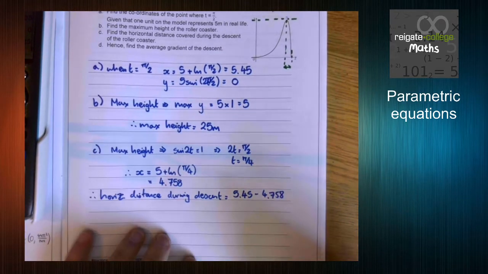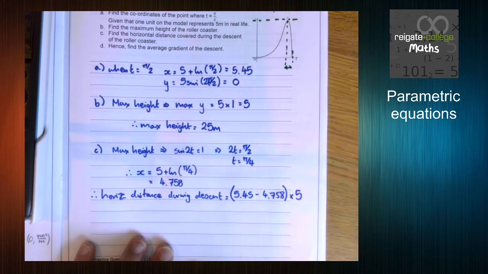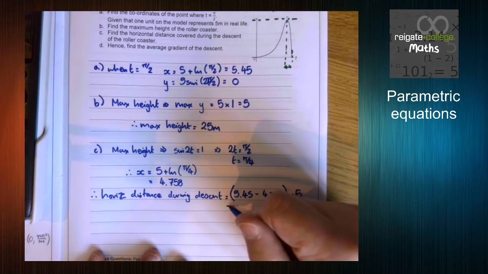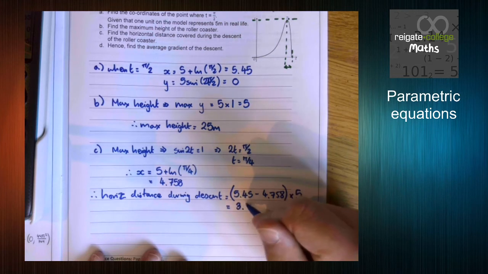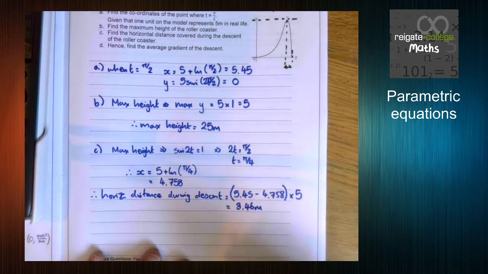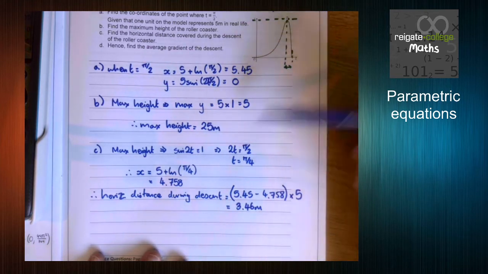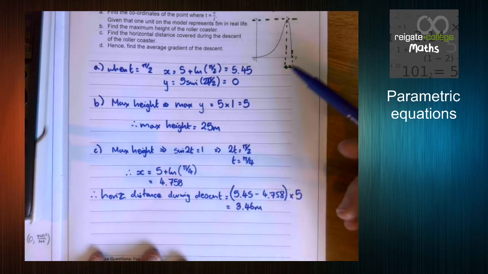That's not the horizontal distance. Remember, 1 unit on the graph is 5 meters in real life. So we just stick this in our calculator and we get 3.46 meters. So we travel 25 meters down and 3.46 meters across.